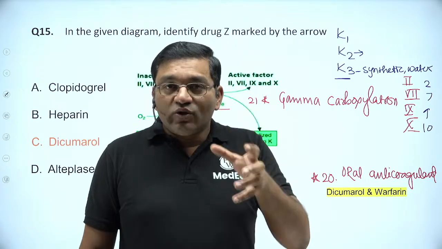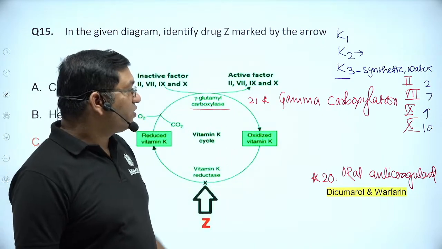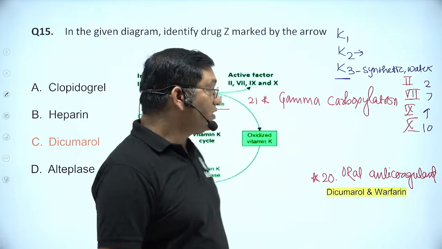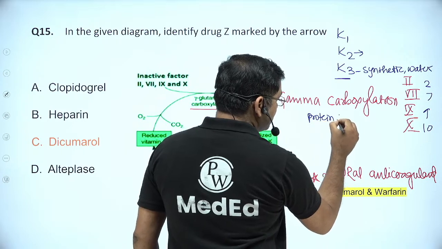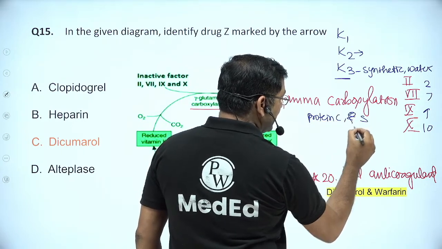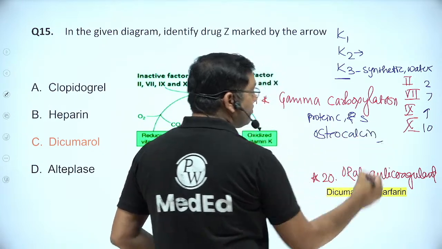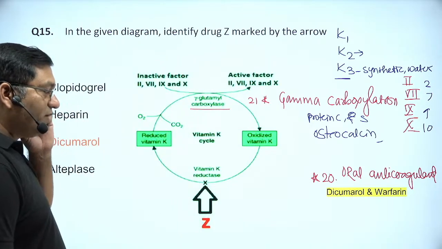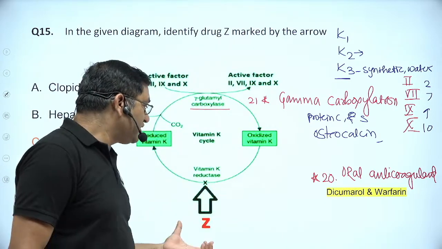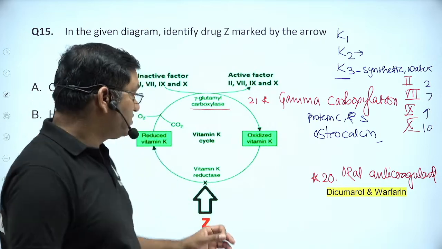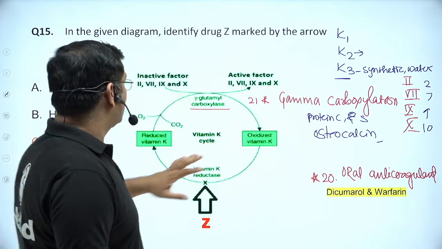K is for coagulation. Coagulation starts with the K in German. Okay, this is an MCQ: it causes activation of factor 2, 7, 9, 10, protein C and protein S, and it causes activation of osteocalcin. So this is the role of vitamin K. Dicumarol and warfarin are oral anticoagulant drugs that inhibit the vitamin K epoxide reductase. This is the 21st important point. Try to remember this.